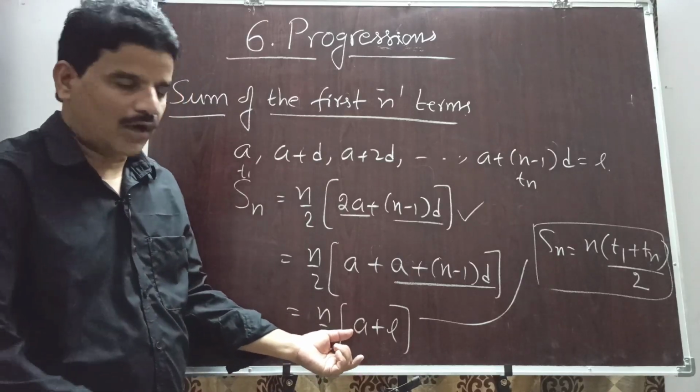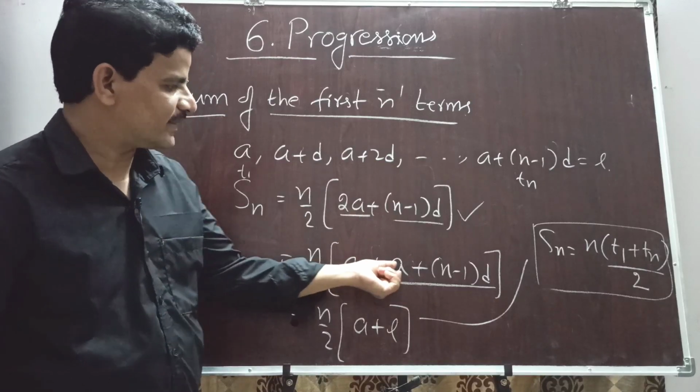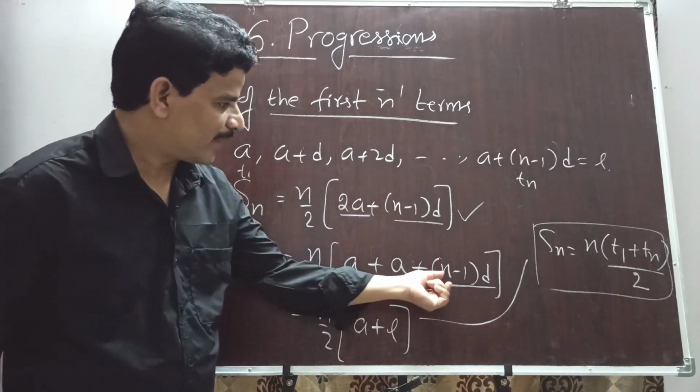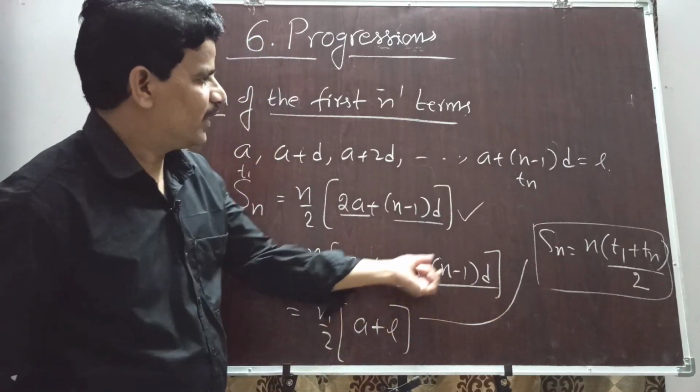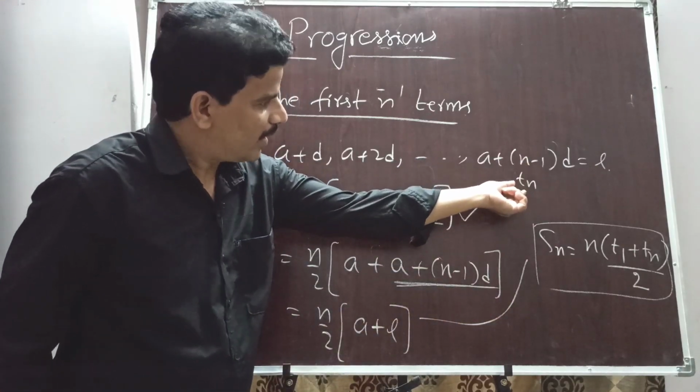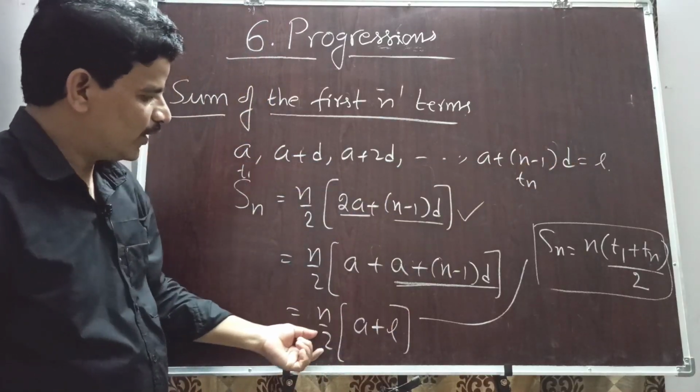I would like to explain how we got this one. n by 2 into 2a, 2a can be written as a plus a. The remaining part is what? n minus 1 into d. What is this a plus n minus 1 into d? This is the tn, and its value is equal to L. Therefore a plus L: n by 2 into a plus L.